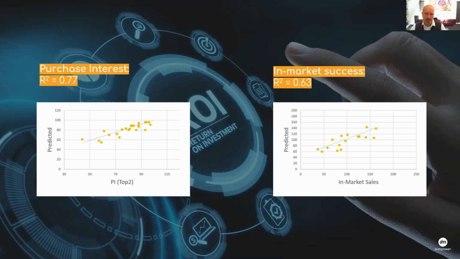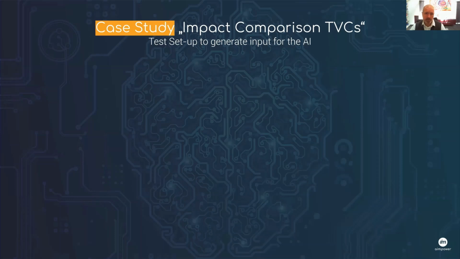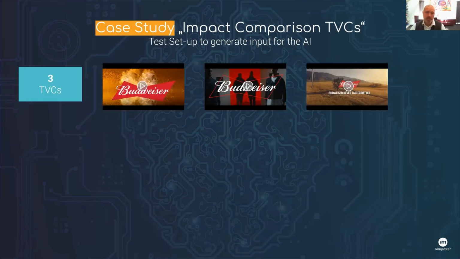To make all of this a bit more tangible, let's quickly go through a case study. Let's assume we want to test 3 different versions of a given new campaign, in this case from Budweiser. The process is exceedingly simple and very fast.